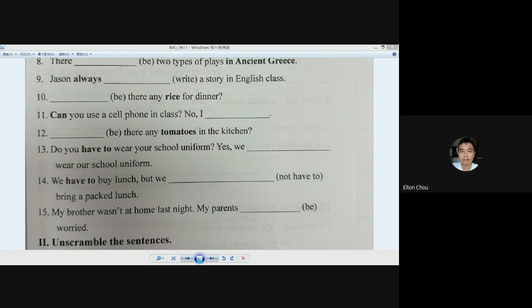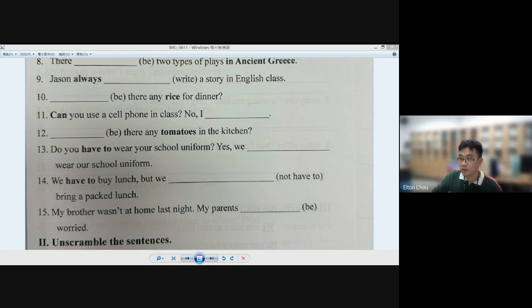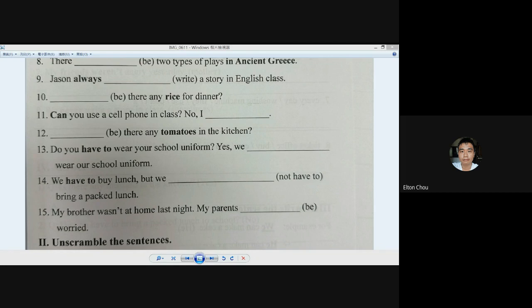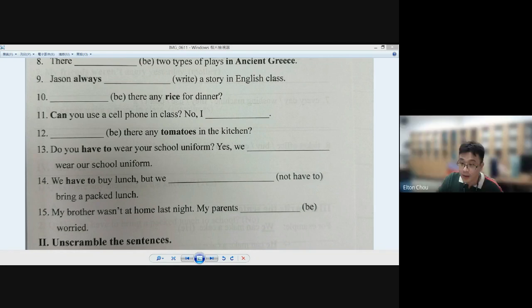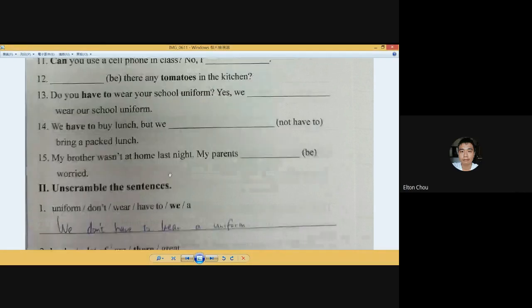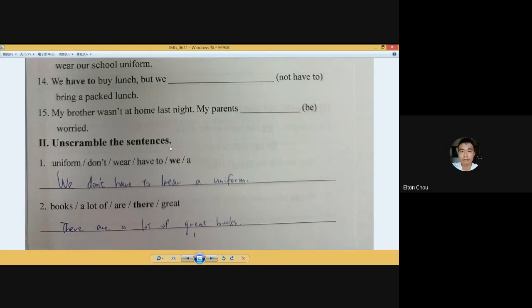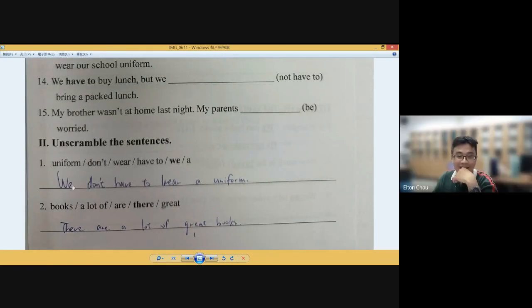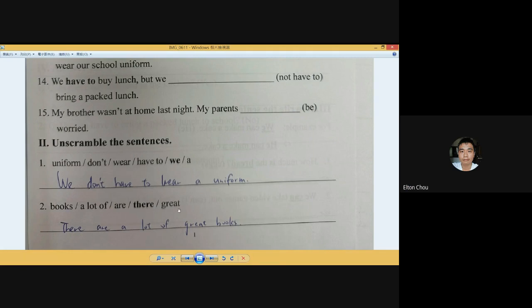My brother wasn't at home last night. So my parents, was or were they worried? Was they worried? Choose by yourself. Okay. My parents. They. Okay, great. Part 2. Oh, sorry. So you can see the answer, right? We don't have to. Okay.